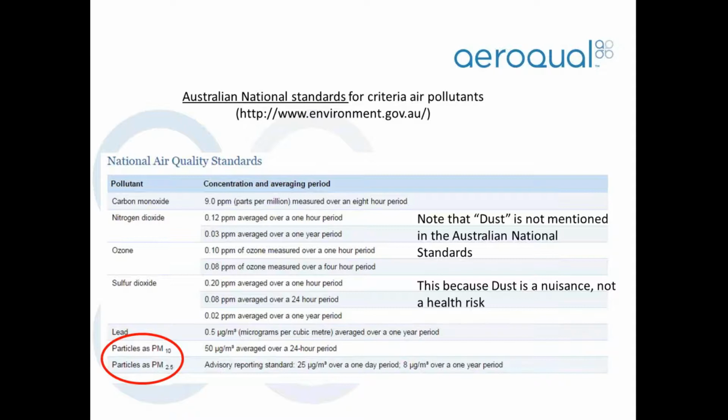The key point here I just want to emphasize again is that dust is not mentioned in the Australian national standards, nor is it mentioned in any other international standard. And this is because dust is considered to be a public nuisance rather than a health risk.